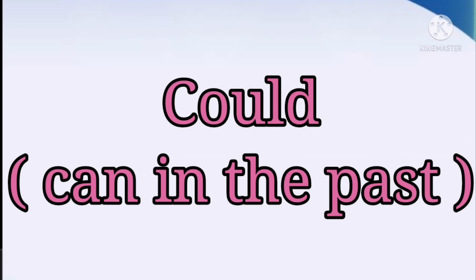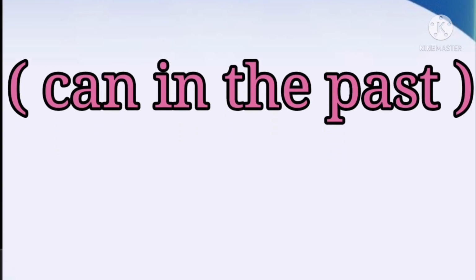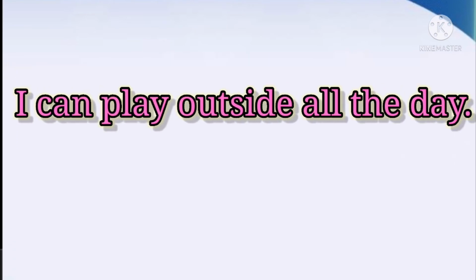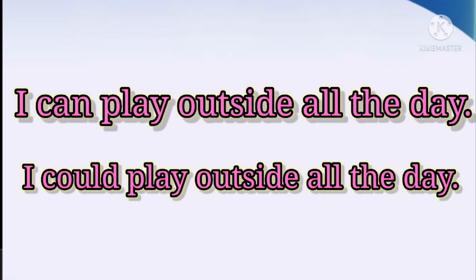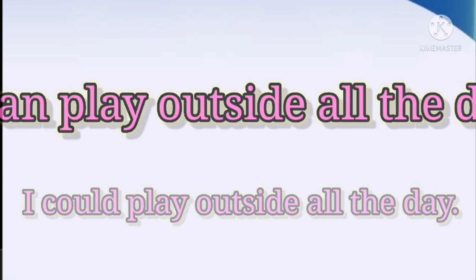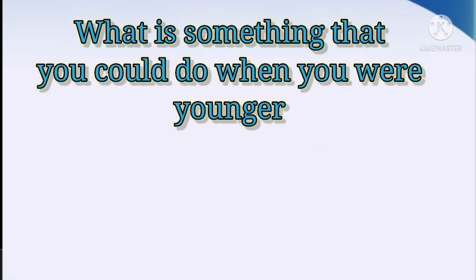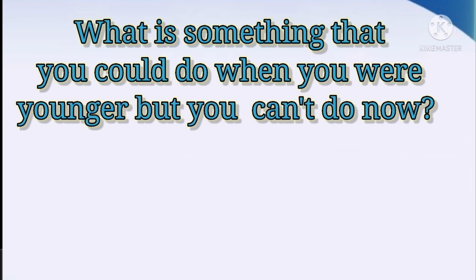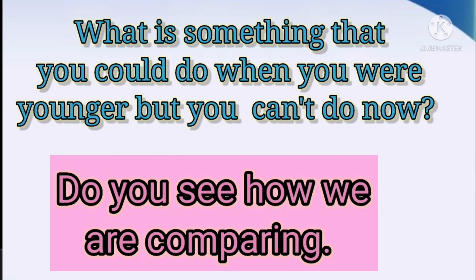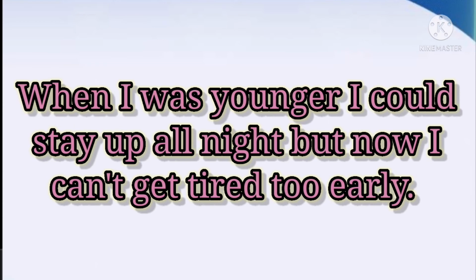So look at the sentence in the present. I can play outside all day. I could play outside all day. It is simply talking about your ability to do something. Got it? Now guys, I want to ask you a question. What is something that you could do when you were younger but you can't do now? Do you see how we are comparing? You might say like this: when I was younger, I could stay up all night, but now I can't, I get tired too early. Okay?